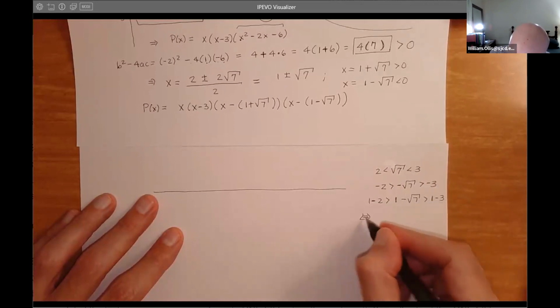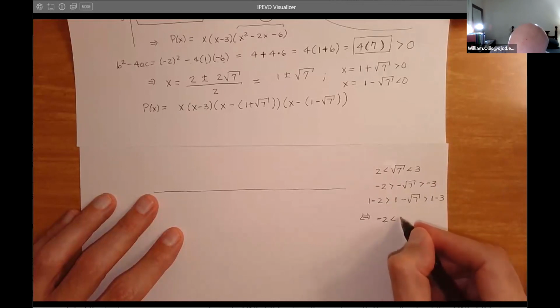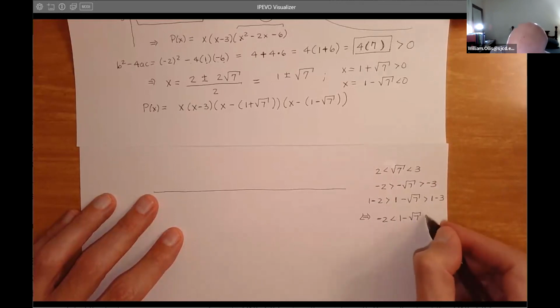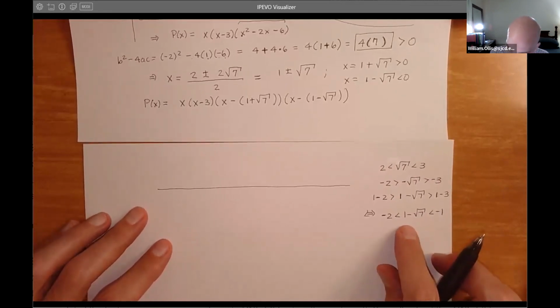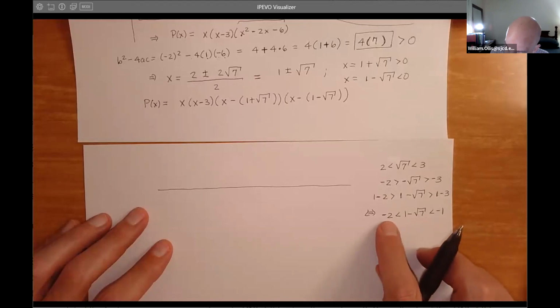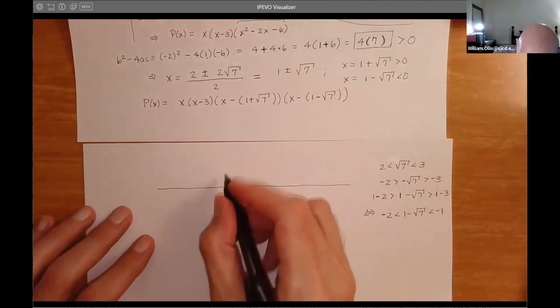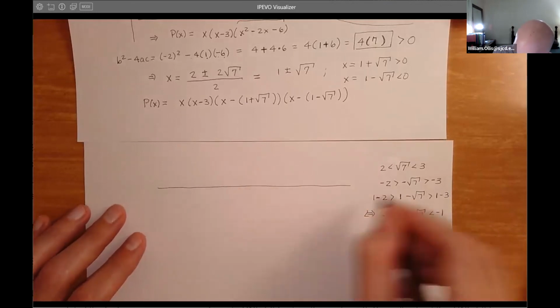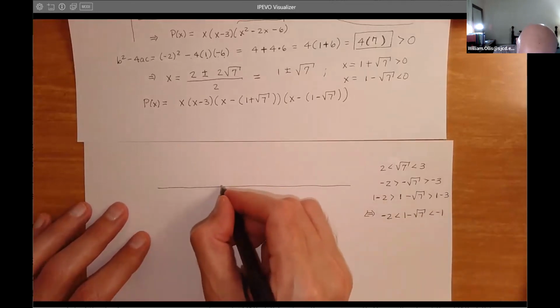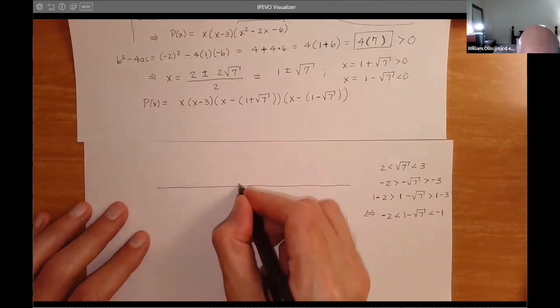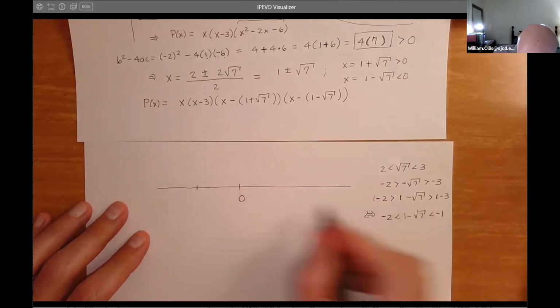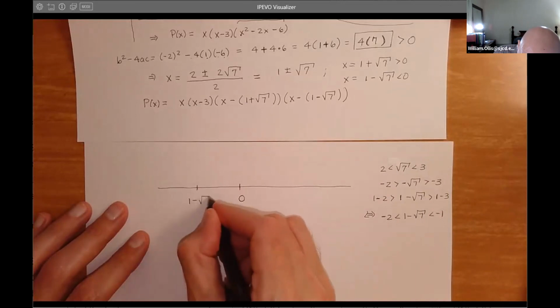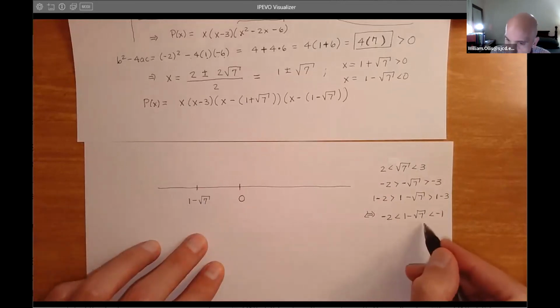So if and only if we have what? Negative 2 less than 1 minus root 7 less than negative 1. So what we're seeing here in this particular case is that this number is between negative 2 and negative 1. So when we plot it, just to give you a ballpark figure of where it lives, we've got the 0 here. We have the number between negative 1 and negative 2, which is 1 minus root 7. Lots of times it's good to bound things with just elementary algebraic means.